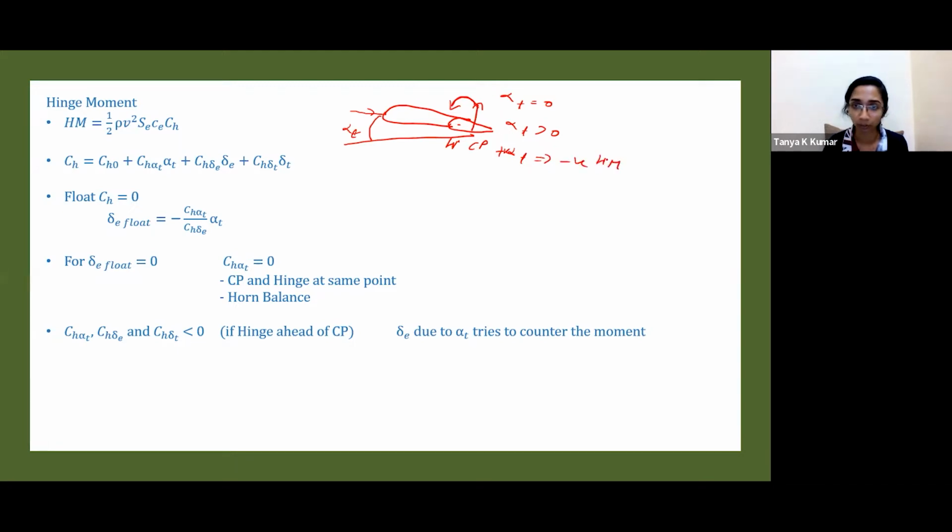Negative means nose down. Similarly, if you were to deflect the elevator down, deflecting the elevator down by convention is positive. So if you were to deflect the elevator down, that is positive delta E.